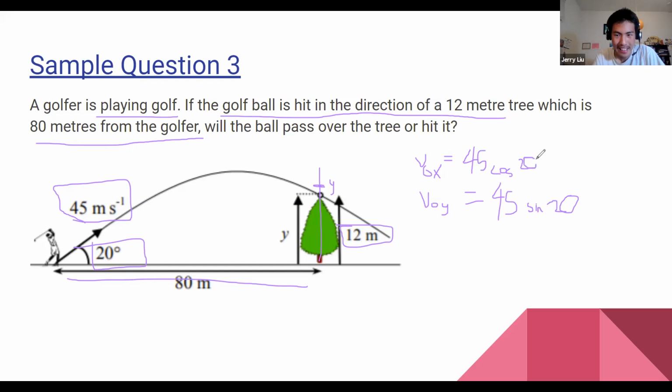We are actually given what the delta X is. Here it's 80 meters. So we have t. You can immediately figure out what t is by dividing this 80 by 45 cosine 20. And then we can use this t to plug it into the Y displacement equation. So on this next slide, I'll just show you the entire solution of this.